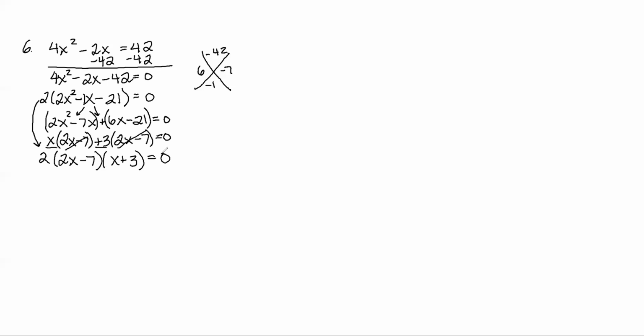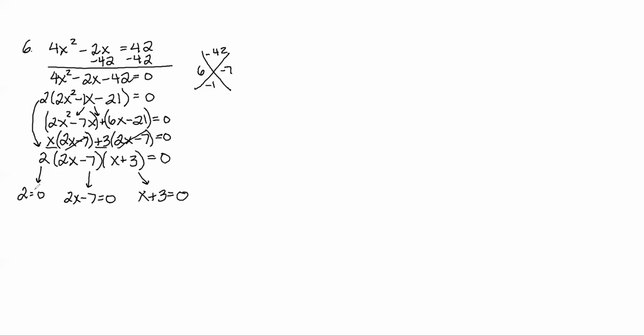Make sure you're bringing that down every single time. This is about as messy as the factoring is going to get just because you had that greatest common factor in the front. It doesn't always happen. So now let's go ahead and split this up. So now if you notice we have 3 different factors. One of these is not going to give us a solution. And if you take a look at this first equation, you'll see why. So splitting this up, we're going to have 2 equals 0, 2x minus 7 equals 0, and x plus 3 equals 0.